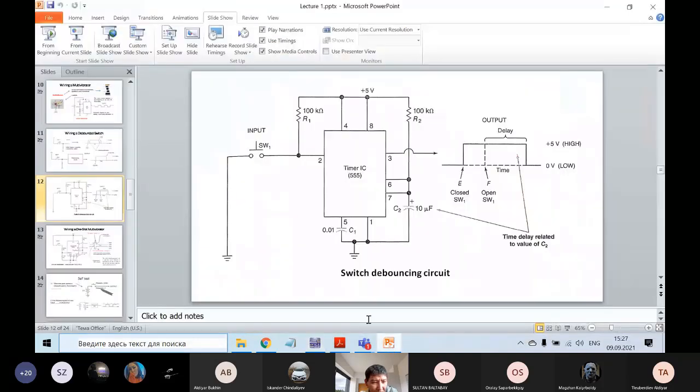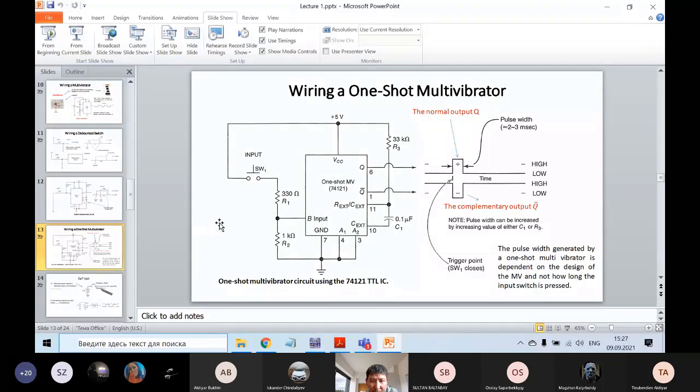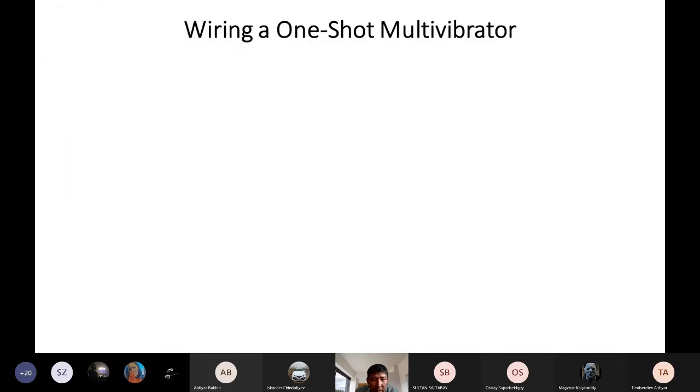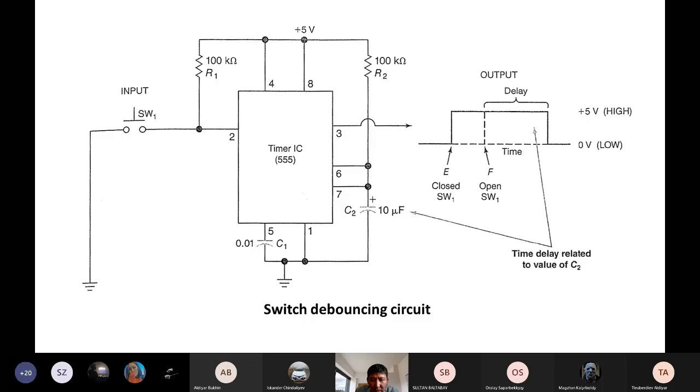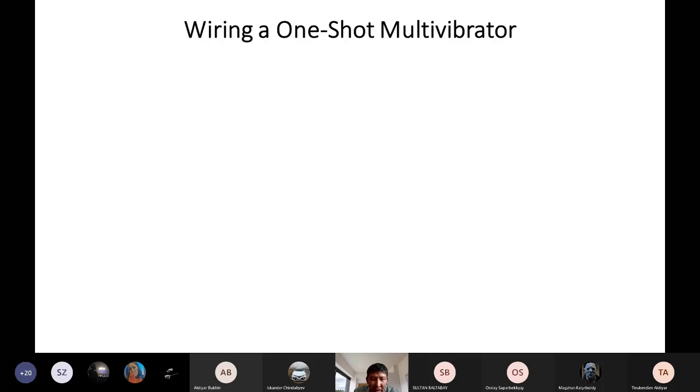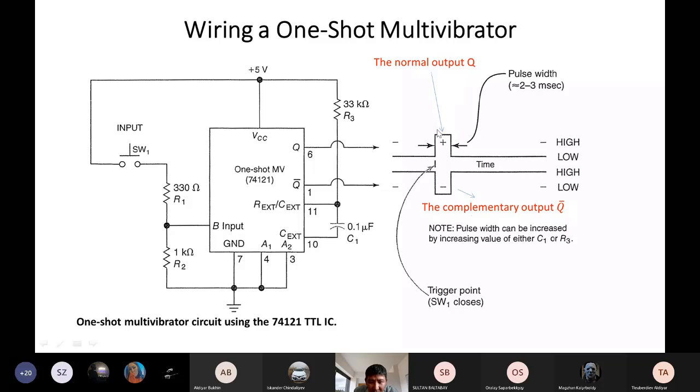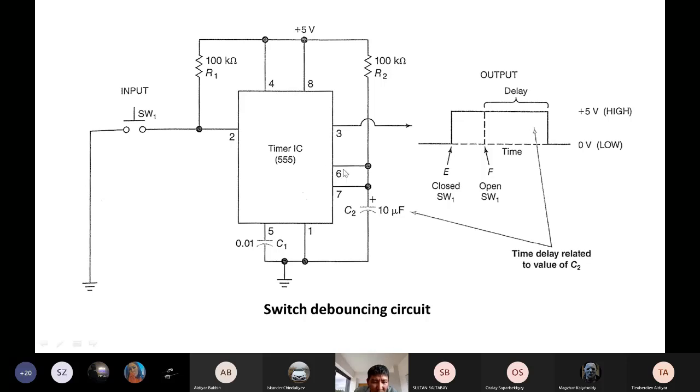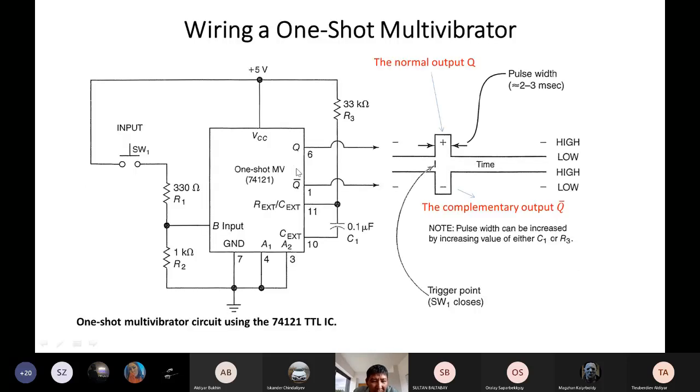Okay, let's continue. We see the next one is the one-shot multivibrator. It is a one-shot multivibrator that gives us just one shot, just one impulse. So you can see here we use another type of integrated circuit. This box is an integrated circuit, but it is not the previous one. Here we used timer 555, but here we'll use another integrated circuit. It's called the 74121 integrated circuit. So we'll use another type.